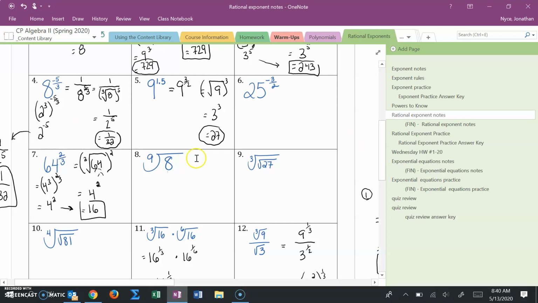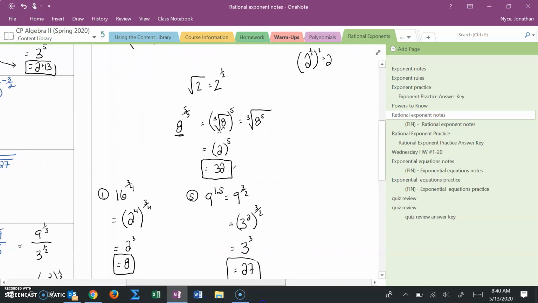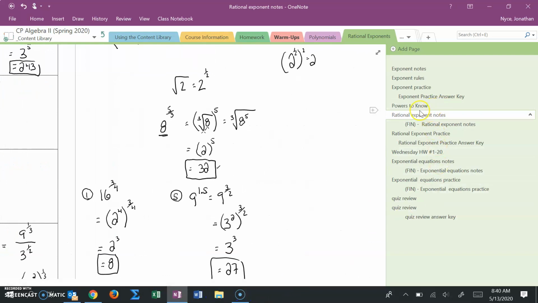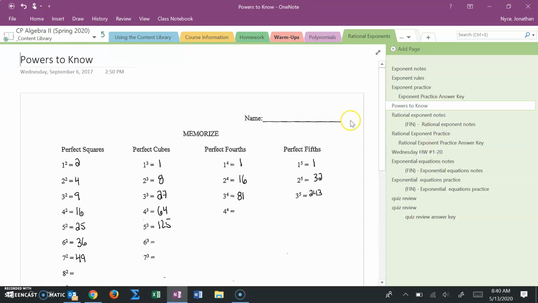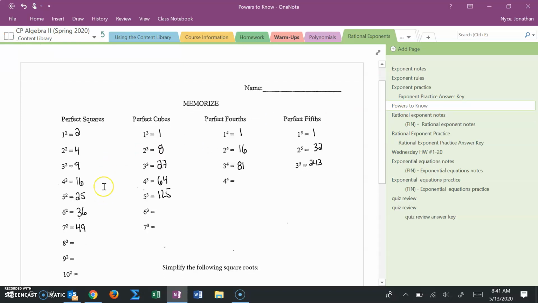Again, I'll put this out in OneNote. I'll put this answer key with all the examples out there, and some stuff over here as well to look at. But again, this powers to know, you'll have access to this always. I'll put out one that has a completed table also, if you don't want to do the table yourself. But again, the better you know these, the easier this entire section becomes, especially moving forward.